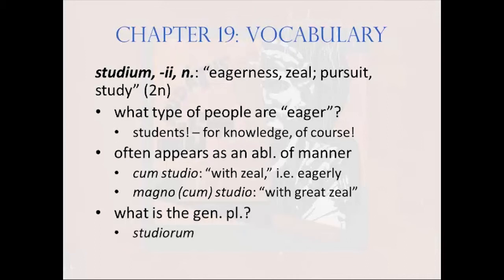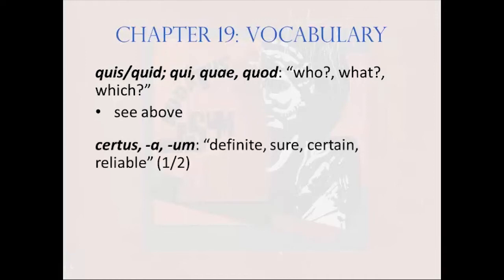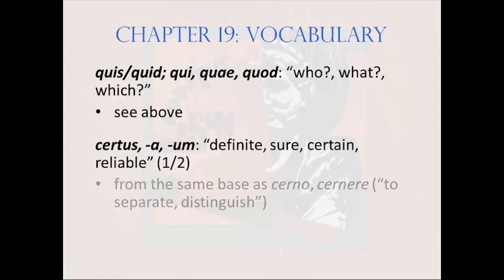Excellent. Studiorum. The next words, quis quid, the interrogative pronoun, and qui quae quod, the interrogative adjective, both meaning who, what, or which, we have belabored at length above. No need to go on about them again. So let's move to the next word, certus meaning definite, sure, certain, or reliable. It's a first-second declension adjective. It comes from the same base as the verb cernere, to separate or distinguish. In other words, if you know something for certain, you can separate it from other things.